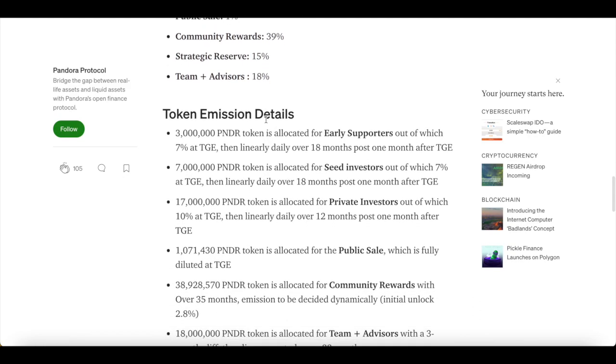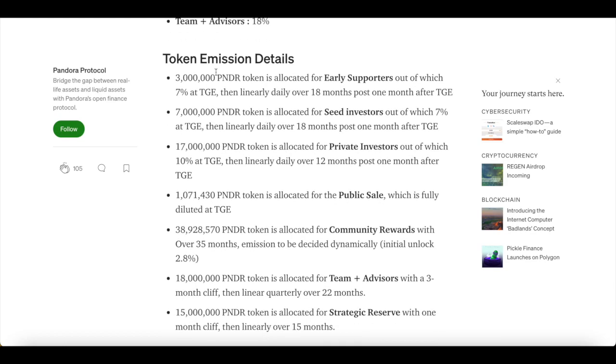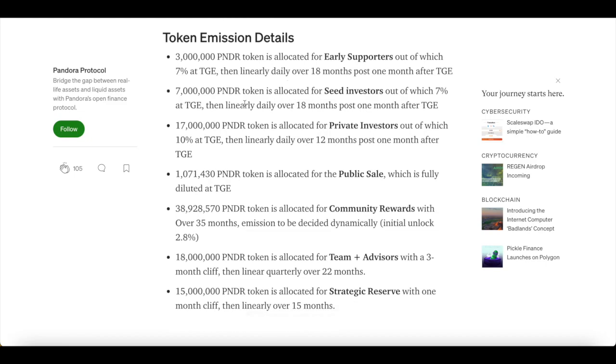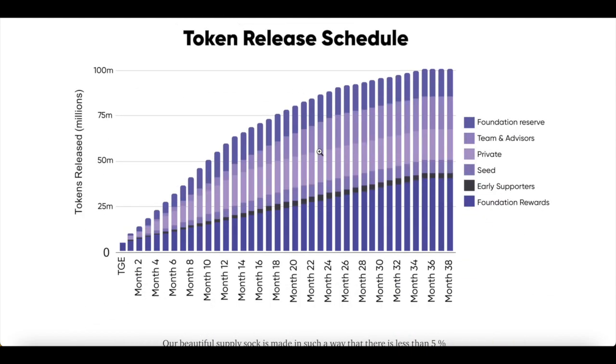But the token emission details, it does say 3 million tokens are allocated for early investors, out of which 7% at TGE, then linearly daily over 18 months, per 1 month, towards early investors, seed investors, private investors. It looks like they are indeed released linearly. And there's a nice chart to go with that.